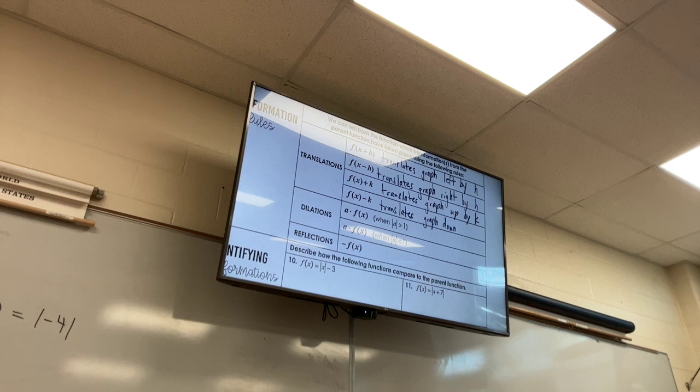Okay? So notice, when we're moving left and right, the translations are inverted. So a plus h inside my parentheses next to x moves me to the left. A minus h inside my parentheses next to x moves me to the right, so it's inverted, it's opposite. And then when we add or subtract something outside the parentheses, it's the same. So adding something moves me up, subtracting something moves me down. All right.